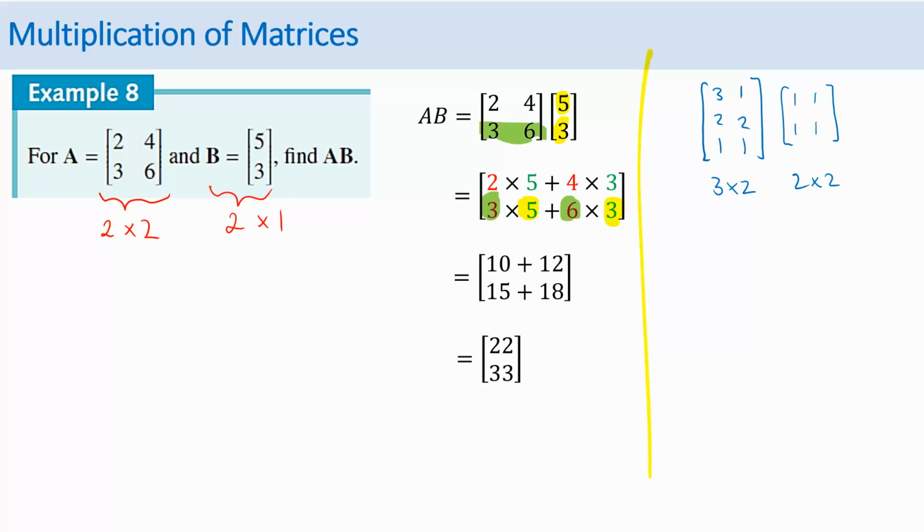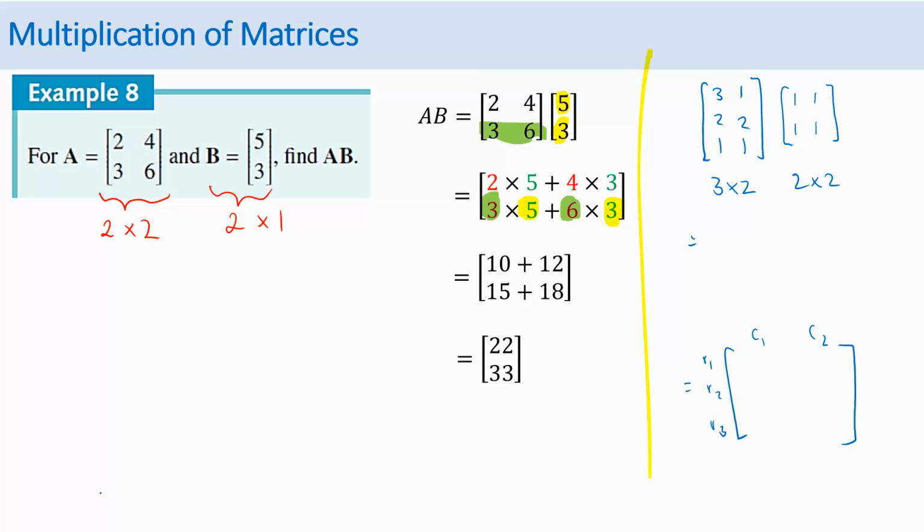So rule number 1, I have to check. Does this column count match the row count of the second? Yes, they do. They're both 2s. What's my ending result? It'll be a 3 by 2. So my ending result will have 3 rows and 2 columns. So I'm going to write it out: row 1, row 2, row 3, column 1, column 2. That's the result.